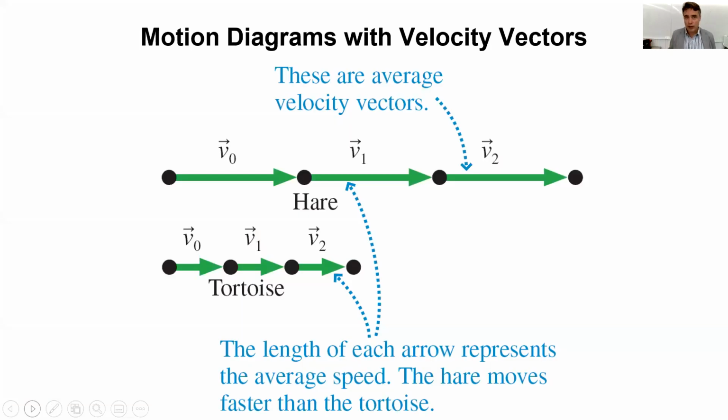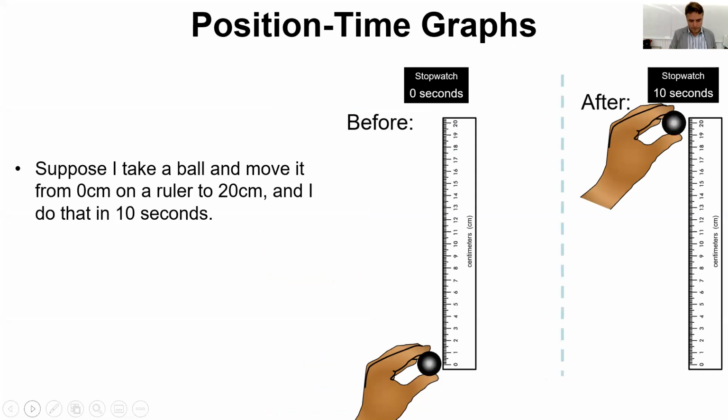And you can draw motion diagrams with vectors as well. Average velocity vectors would be like a green arrow between each dot and the next subsequent dot in the motion diagram. And so it's the tortoise versus the hare. Hare means rabbit and tortoise means turtle. So the rabbit goes faster than the tortoise, so the velocity vectors are longer. A longer velocity vector means it's a faster motion. That's another way of looking at that.